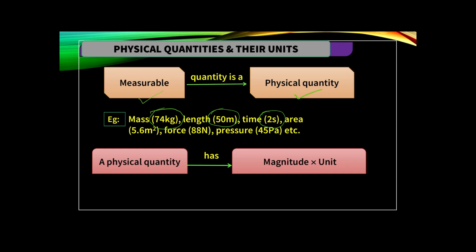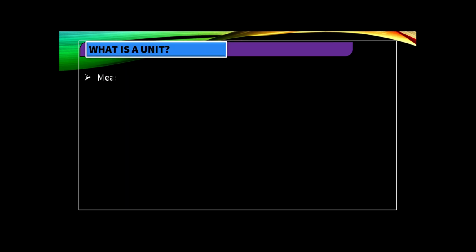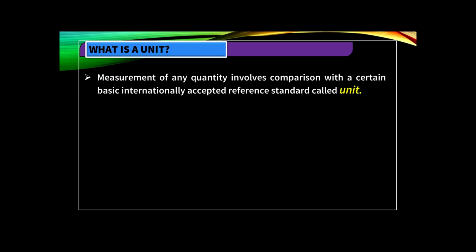So all the physical quantities have a magnitude. Magnitude means the number. Look at this, 45 is the magnitude, and the unit is Pascal. Now, what is the unit? We learned during the need of measurement, it is used to compare an unknown quantity with a standard unit.